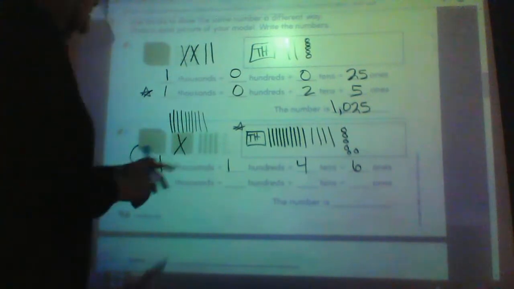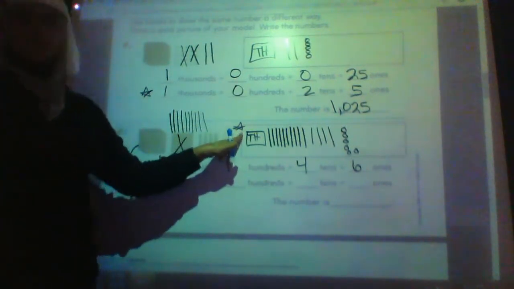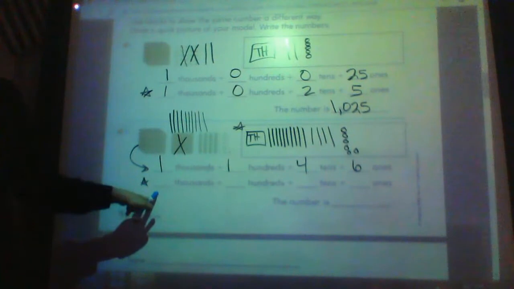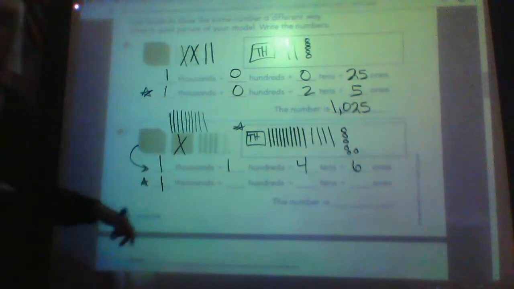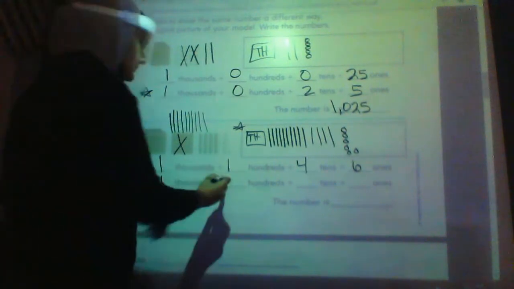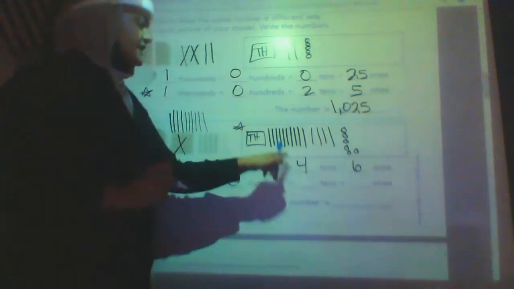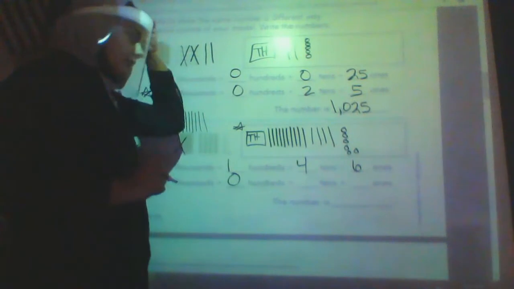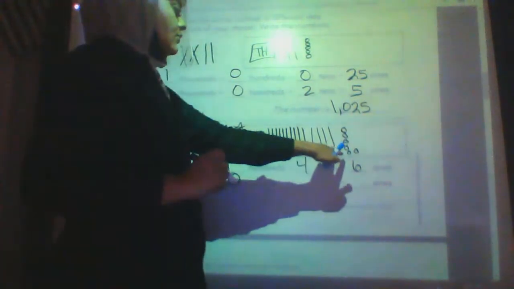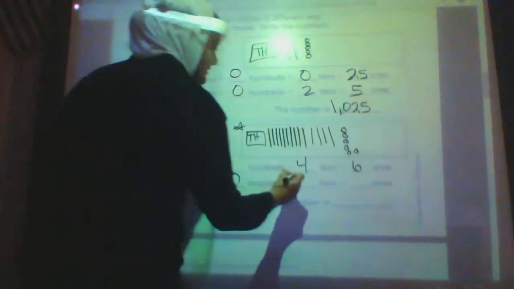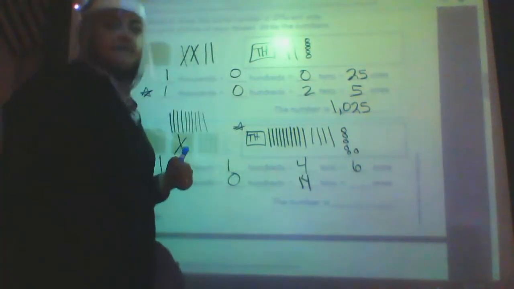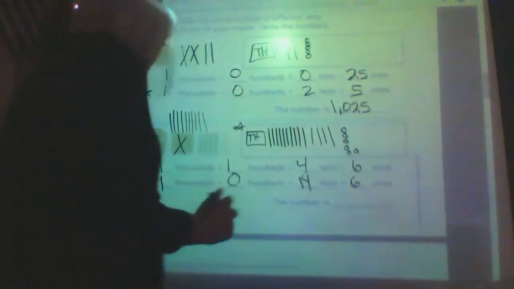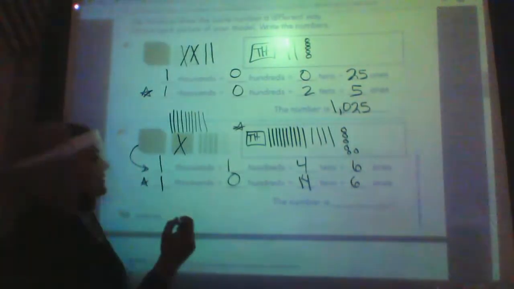Okay, now here is my new picture. I have to fill in that information here. How many thousands do I have? 1. Very good. How many hundreds do I have? 0. How many tens do I have? Well, these are 10 and these are 4. 10 plus 4 is 14. Very good. And how many ones do I have? 6. So my number is 1,146.